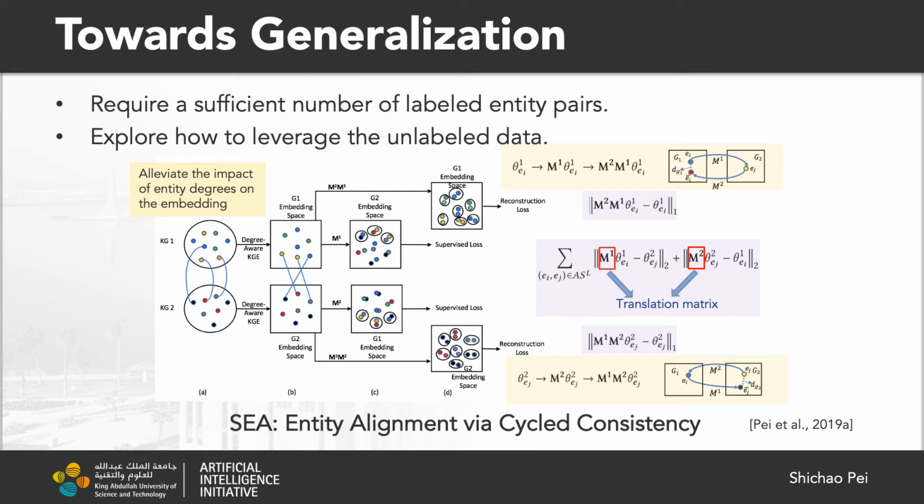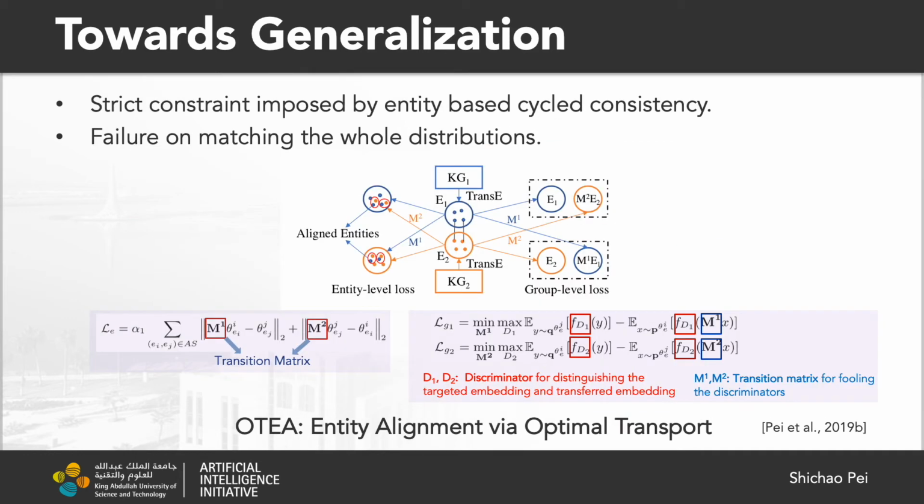Then for the given entity pairs, for example e_i and e_j, we force the transferred embedding of e_i to be close to the embedding of e_j. M is the translation matrix, so this is a supervised loss for the labeled data. Then for the unlabeled data, we define the reconstruction loss by a circular consistency, so we can leverage the unlabeled data to help the association task.